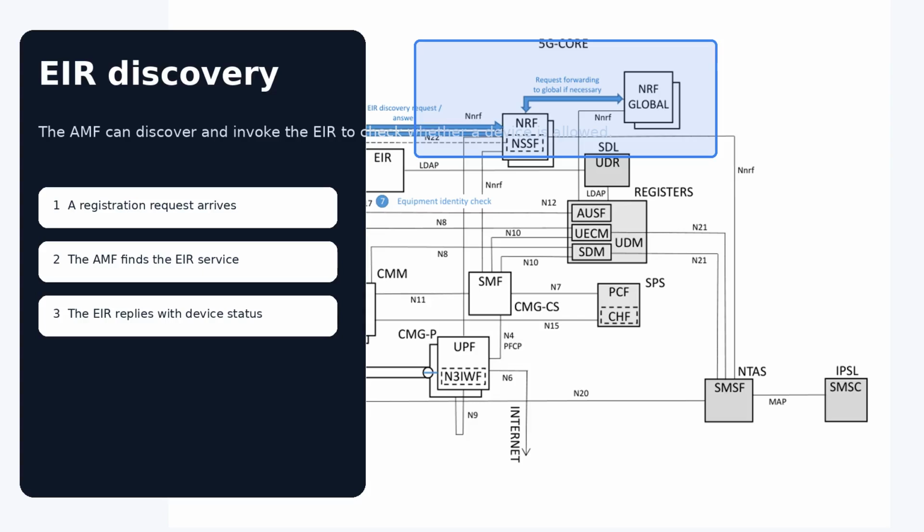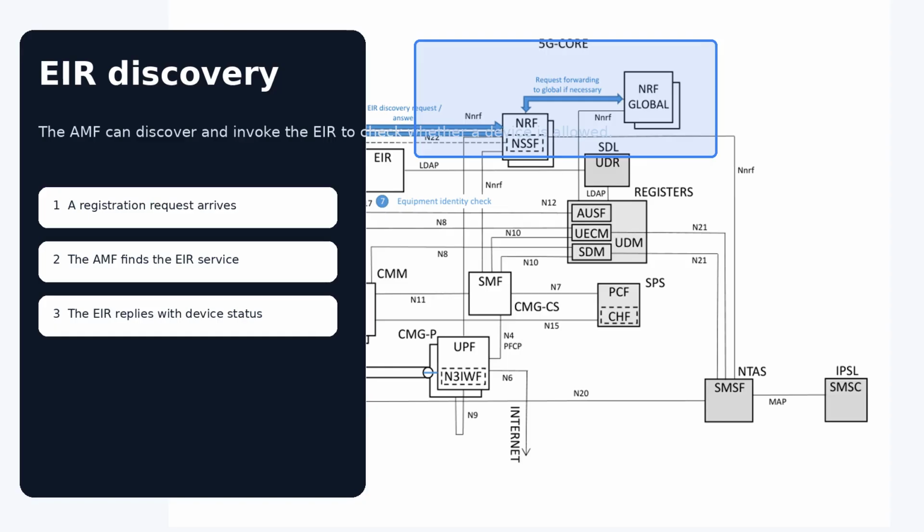When a phone or modem attaches to a 5G network, the network does not only ask, "Who are you?" It also asks, "Is this device allowed to be here?" That second question is where the Equipment Identity Register, or EIR, comes in. In the 5G core, the EIR is the service that checks a device's physical equipment identity, the PEI, and decides whether that device is allowed, suspicious, or blocked.